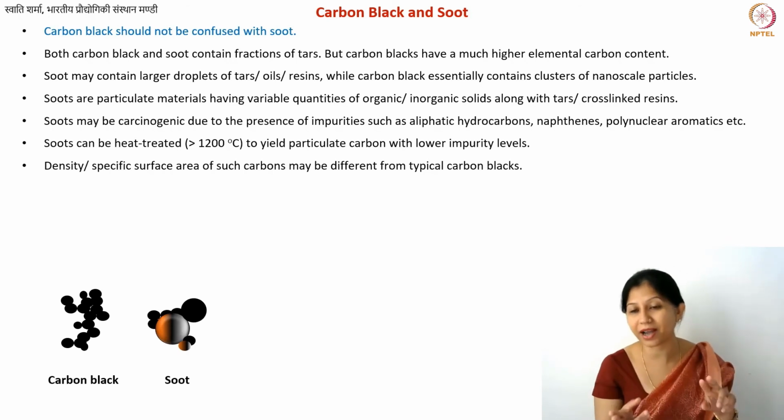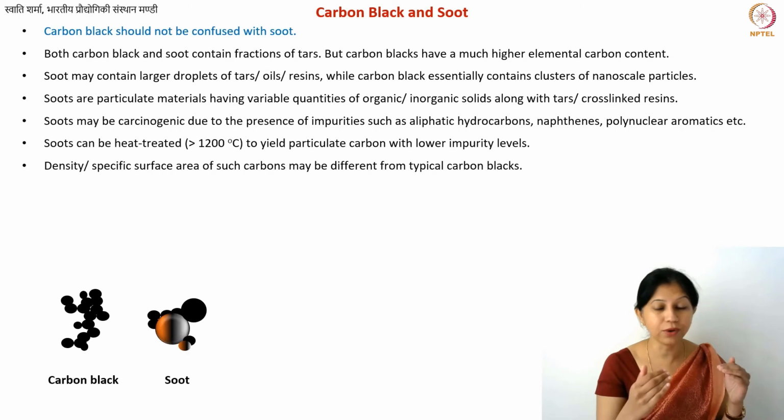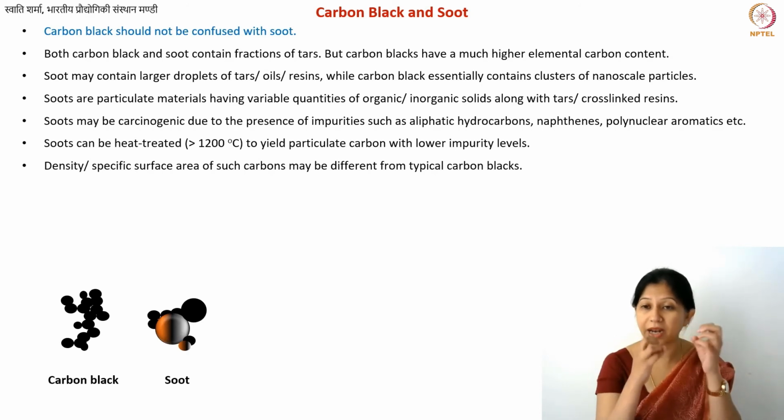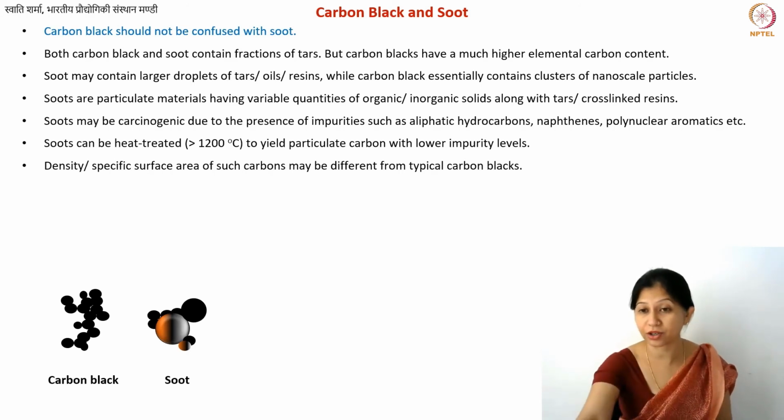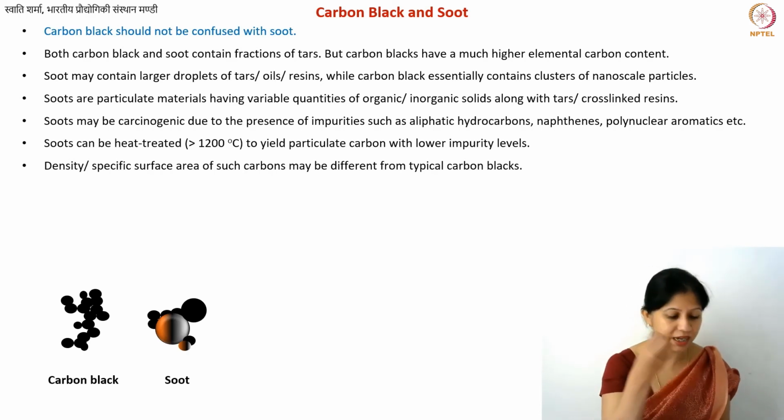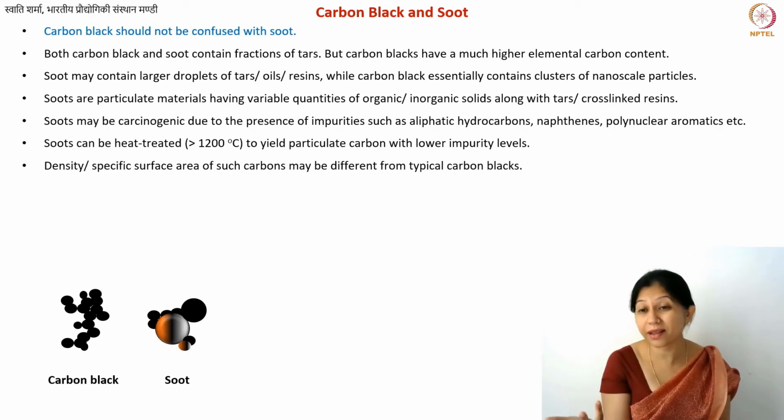You will not get the same kind of material when you heat treat the soot, or the soot should have been also formed with the nanoscale particles. In that case, heat treatment might lead to carbon black production. In fact, sometimes in some industrial processes, the first initial stages of production, when you perform the combustion, whatever material is formed, people call them soot also. So that is another confusion in this regard, but you understand what the difference is.